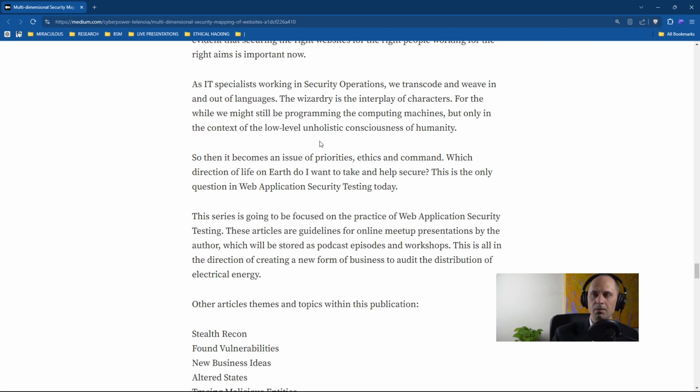For the while, we might still be programming the computing machines, but only in the context of the low-level, unholistic consciousness of humanity. So then it becomes an issue of priorities, ethics, and command. Which direction of life on Earth do I want to take and help secure? This is the only question in web application security testing today.